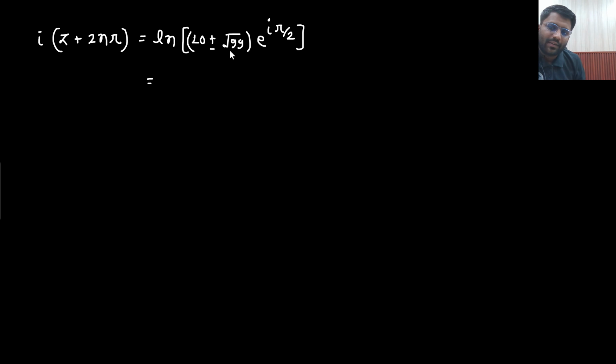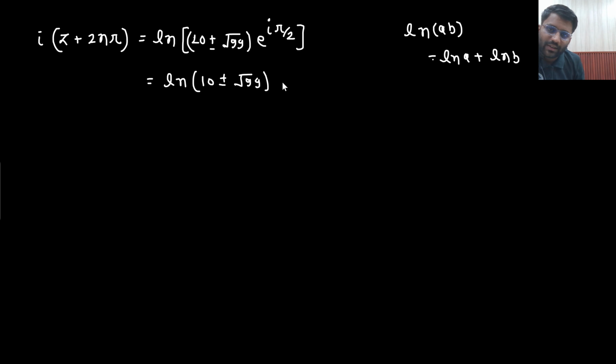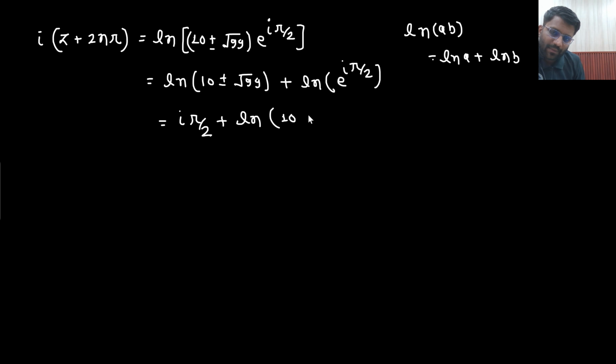So what will you be getting? I am just applying ln of a into b. That would come out to be ln a plus ln b. So again I am saying that solving this question is not very straightforward. But still I will give you multiple approaches so that in the examination you will be very comfortable. So this is my a, this is my b. So ln e to the power iota pi by 2, what are you getting here? This will become iota pi by 2, right? Iota pi by 2 plus ln of 10 plus minus under root 99, because ln and e will cancel each other out. What is ln e to the power a? That will be nothing but a only, no? Simple thing, very simple.